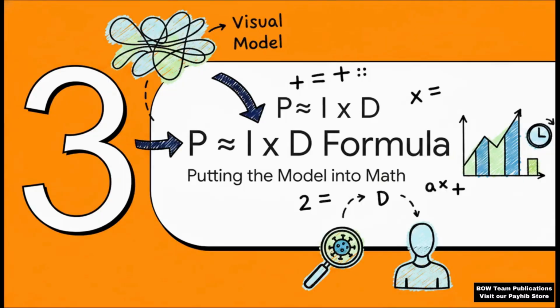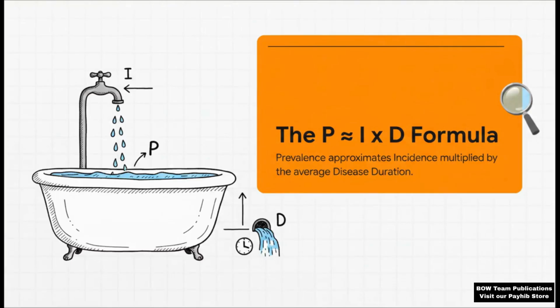Now, this really elegant bathtub model isn't just a helpful way to think about things. It actually describes a real mathematical relationship. So let's turn this picture into a simple but super powerful formula that you can actually use. And here it is. P is approximately I times D, or prevalence is roughly equal to the incidence rate multiplied by the average duration of the disease.